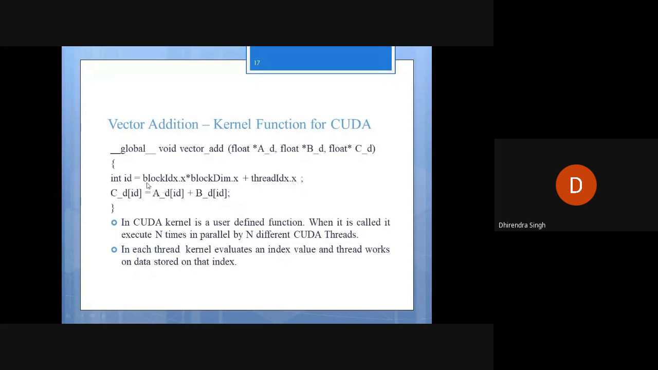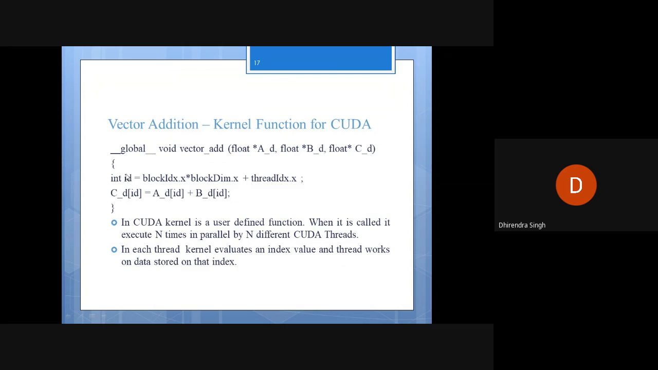Inside a grid, every block will have a unique ID, and that value will be accessed by blockIdx.x. And then there is blockDim, the block dimension: how many threads are available inside a block. With the help of these three values, when the CUDA threads are created, for each thread these values will be unique. And with the help of these values, we will calculate the value of ID.